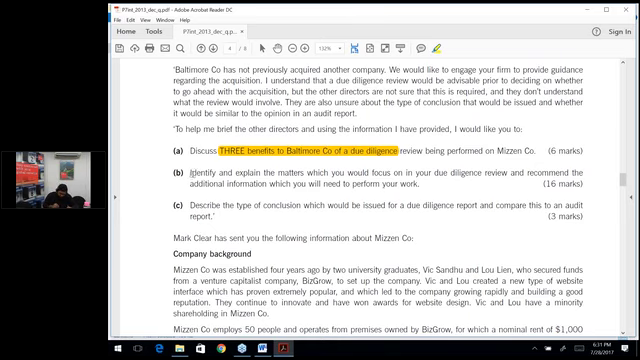Number 2 is identify and explain the matters which you would focus on in your due diligence review and recommend the additional information which you would need to perform your work. So that's another important thing.